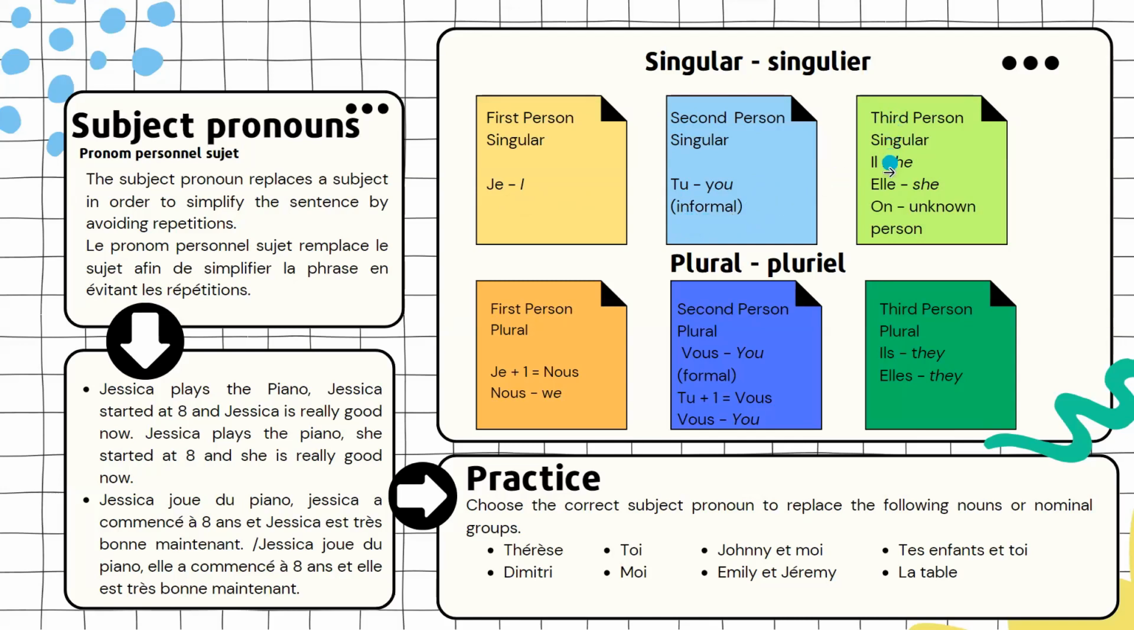Third person singular, il, he, elle, she, on, meaning an unknown person. Third person means they are outside of this conversation we're having.